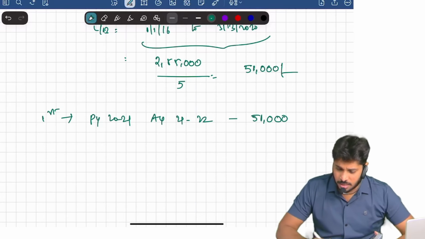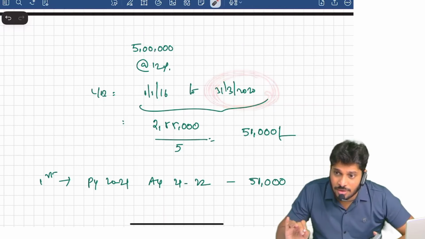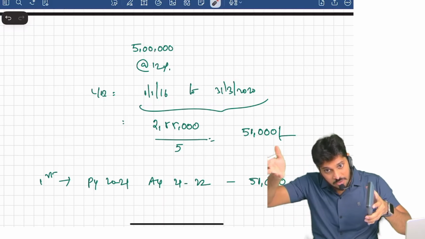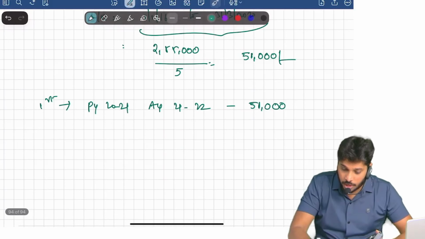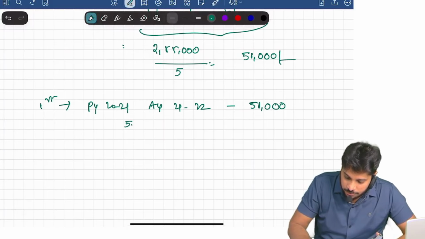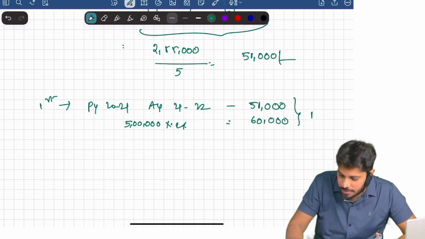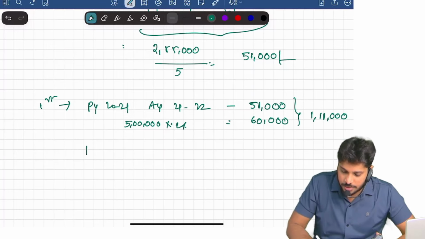Now remember, this interest amount is calculated only up to 31st March 2020 only. Yes or no? In 2020-2021, loan is still outstanding. But on that, whatever loan is outstanding in this year, 5 lakhs, fully into 12%, which is current year interest of 60,000. That also you should claim, correct? 1,11,000. For previous year 2021, 1,11,000.